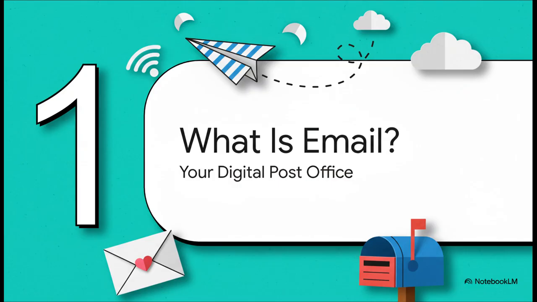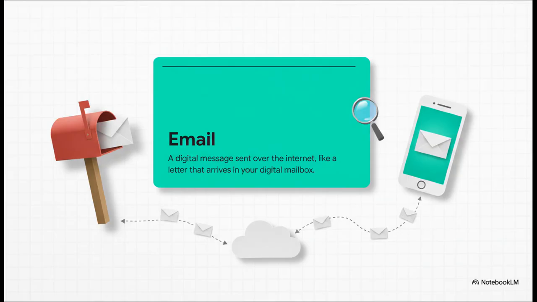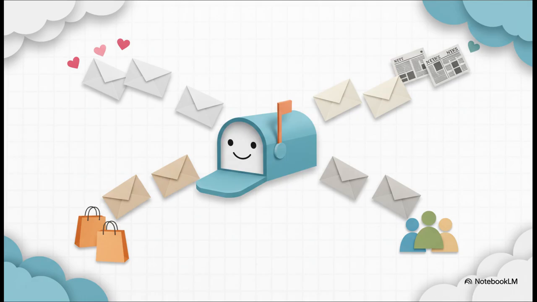Okay, let's dive right in. First up, what exactly is email? Honestly, the simplest way to think about it is, well, it's like your own personal digital post office. Instead of a paper letter showing up in that metal box outside, an email, which is just short for electronic mail, is a digital letter that arrives in a digital mailbox on your device. It's way faster, but the core idea is exactly the same. And just like regular mail, these emails can come from all sorts of places. You'll get messages from family and friends, maybe a receipt from a store, or updates from clubs or groups you're part of. It's a really handy tool for all kinds of communication.